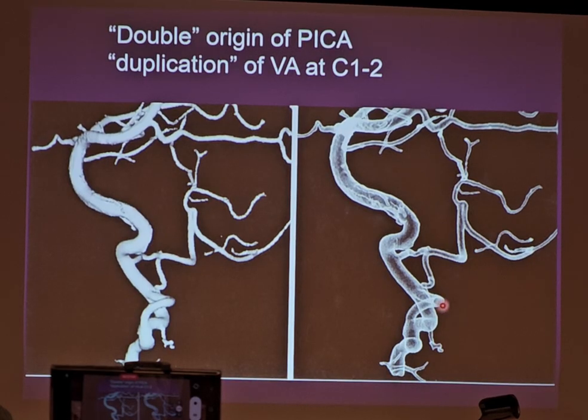So what do you call this variation? Is it one hole and two holes? So this one is called the duplication of the vertebral artery at C1, C2. This one you can call the double origin of the PICA. We're going to talk about these multiple channels in the vessels at the end of this talk.